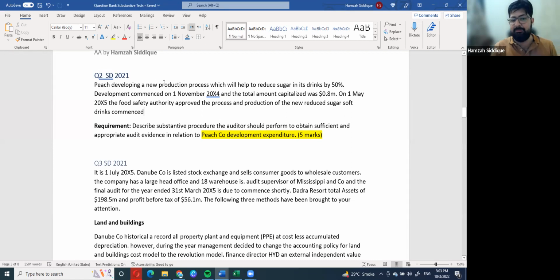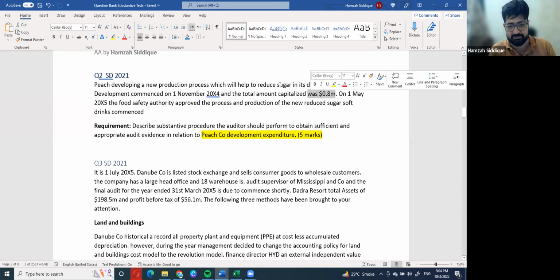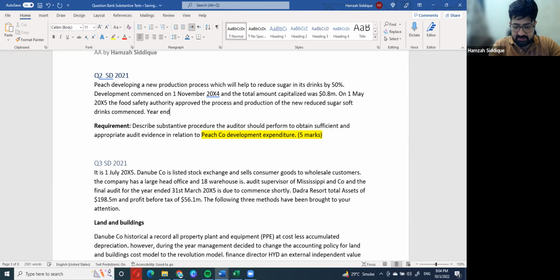Each is developing a new production process which will help to reduce sugar in its drinks by 50%. Development commenced 1st November and the total amount capitalized was $0.8 million. Yes, students. So if I write here, year end is 30th June 20X5. On 1st May, they approved the process and production of the new drink commenced. Yes. Development expenditure.